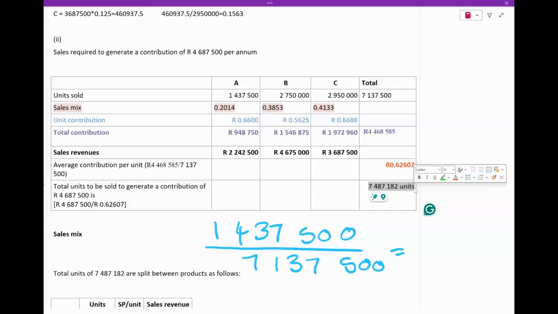But is that what the question asked us? It says calculate the sales required of each product. So in other words, it doesn't want to just know how many units we must have as output, but we want to know specifically how many of that 7 million must be for product A, how many must be for product B, and how many for product C.